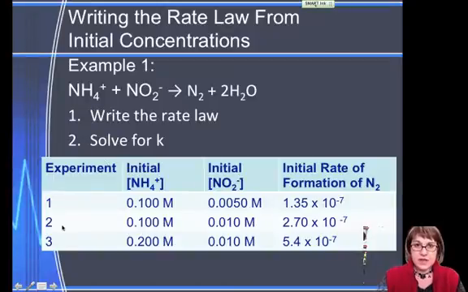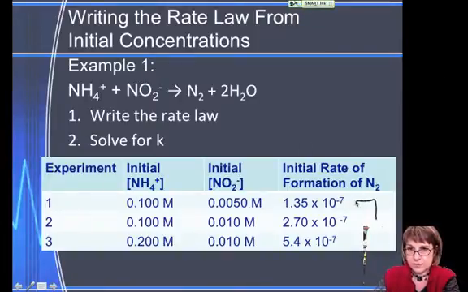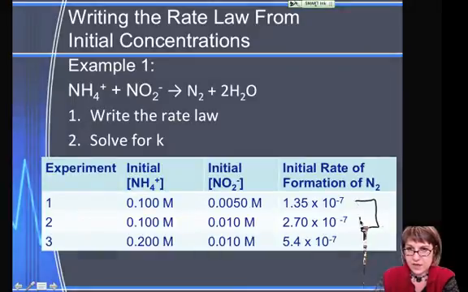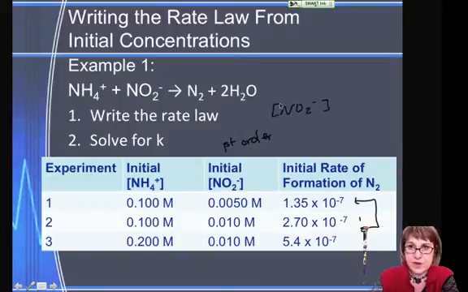In the first experiment, we started with 0.1 molar concentration of ammonium and 0.005 molar nitrate. But in the second experiment, the concentration of nitrate was doubled. So what you see here is that when the nitrate concentration is doubled, the rate also doubles. So what that tells us is that this reaction is first order with respect to nitrate, because when the concentration of nitrate was doubled, the rate also was doubled.